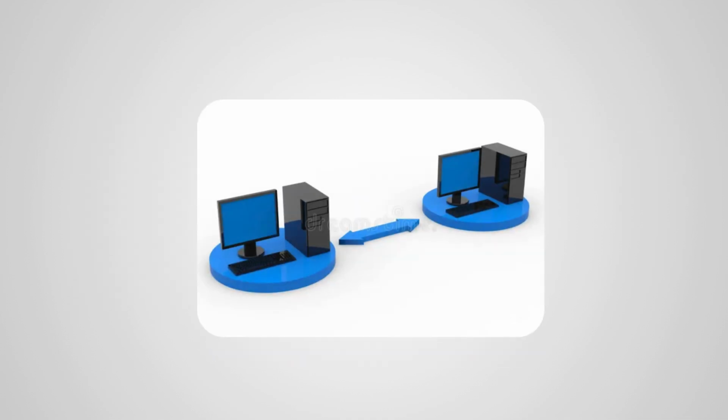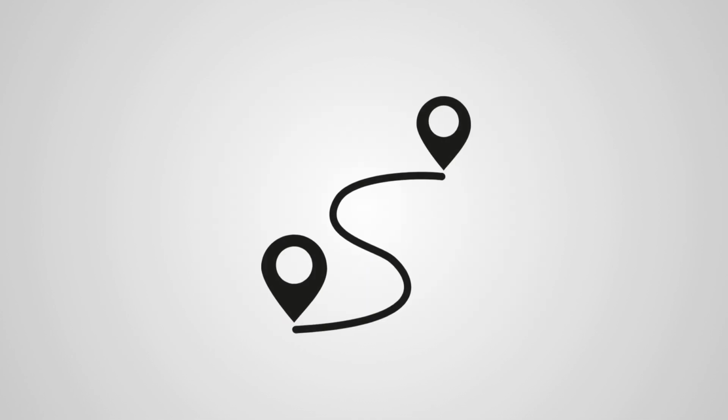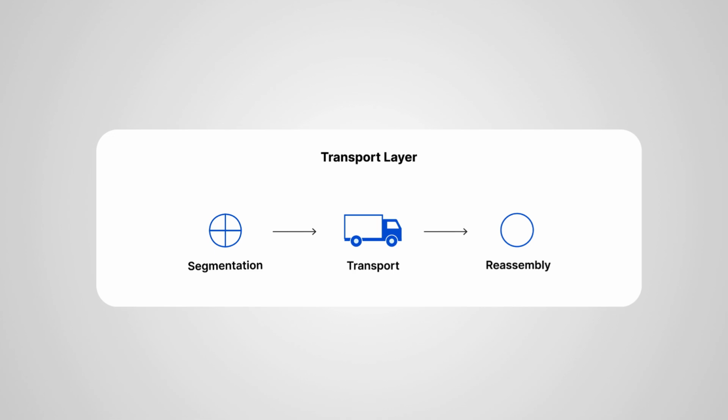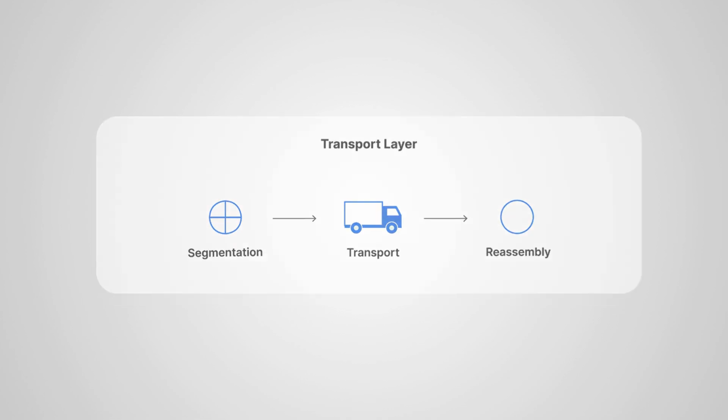Transport layer. The transport layer ensures reliable communication between two devices by managing how data is delivered from start to finish. It divides large amounts of data into smaller segments and reassembles them at the destination.